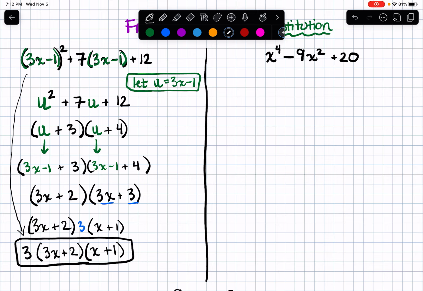So 3x minus 1 squared plus 7 times 3x minus 1 plus 12 is equivalent to 3 times 3x plus 2 times x plus 1. And you could check that by ensuring that they have all of the same solutions as each other. So that's how we can apply u-substitution if we have an expression that we see repeated throughout our problem in parentheses, such as 3x minus 1.